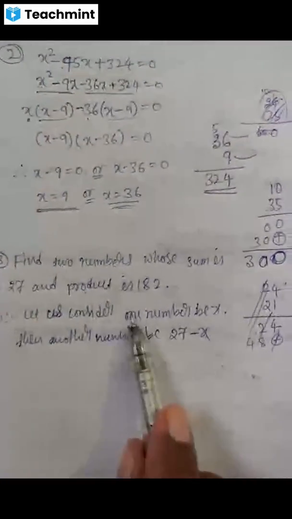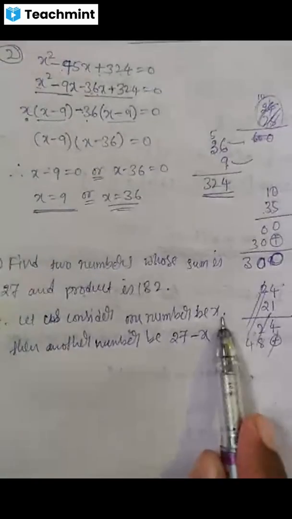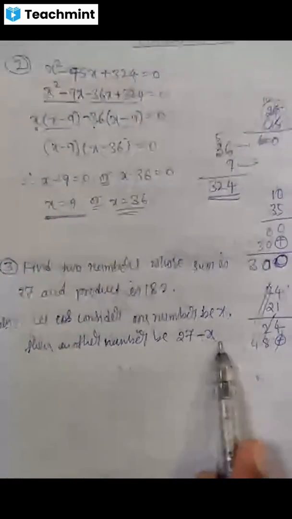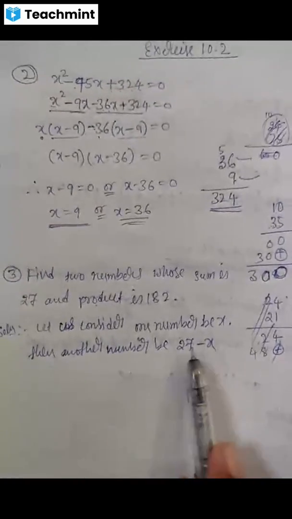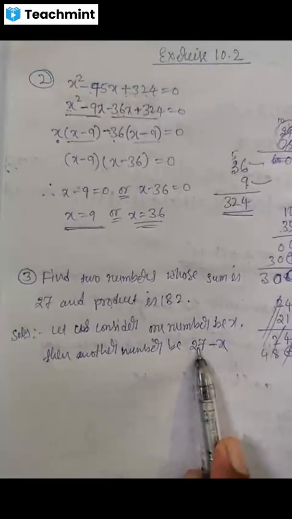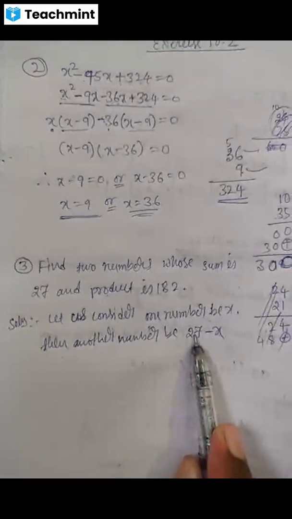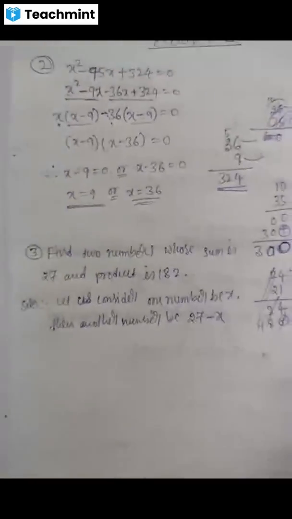But here I have taken one number to be x, then the other number is 27 minus x. We have to subtract that number from 27 because the sum of the two numbers is given, that is 27. Okay, right.